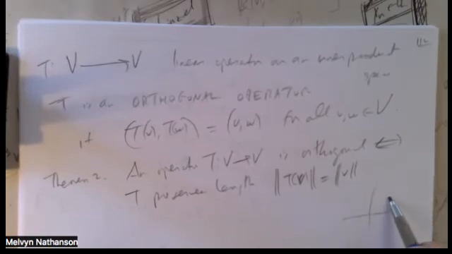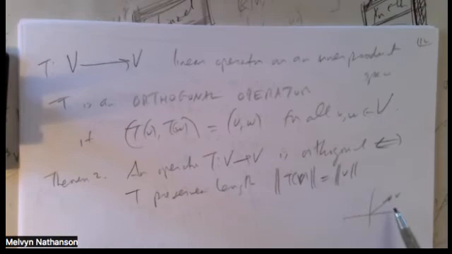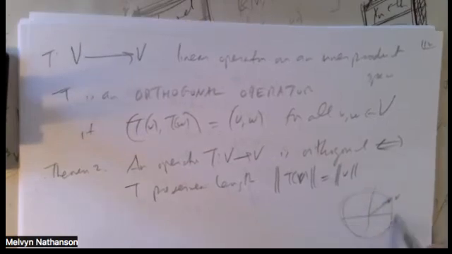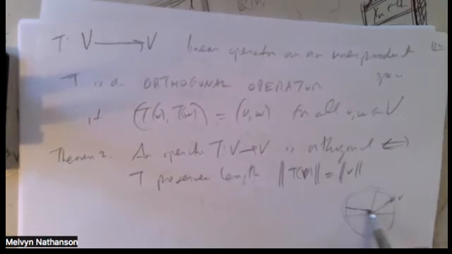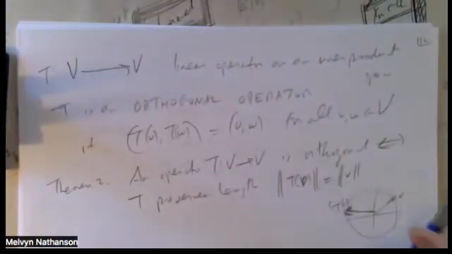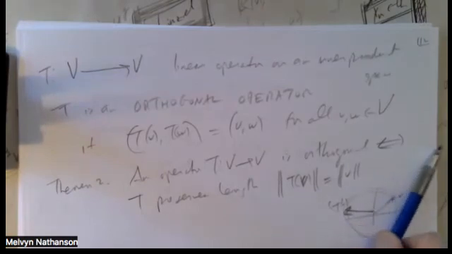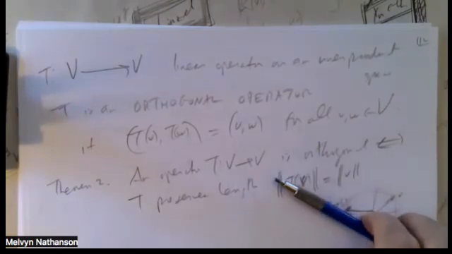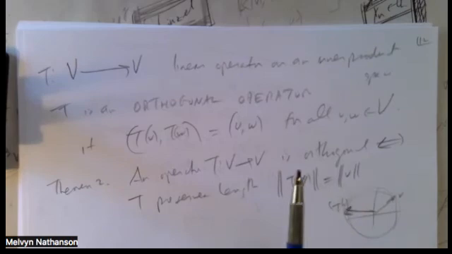So for example, if this is the vector v, the set of all vectors which have the same length as v lie on this circle, and T of v would have to be some vector that goes to that circle because the length doesn't change. So an orthogonal operator can rotate a vector, but doesn't stretch or contract it in any way.